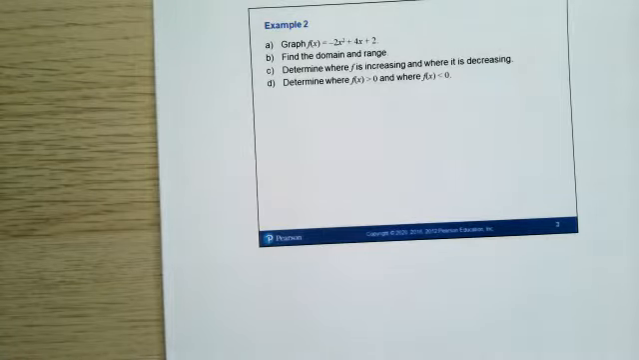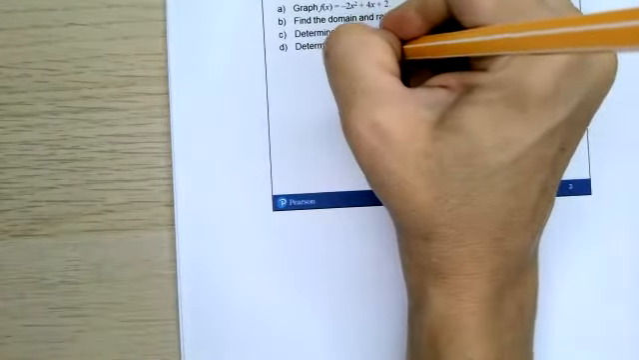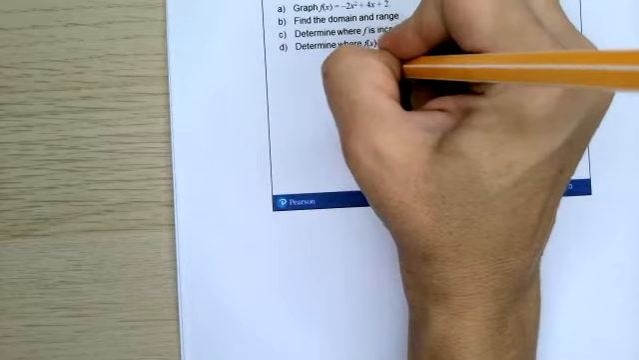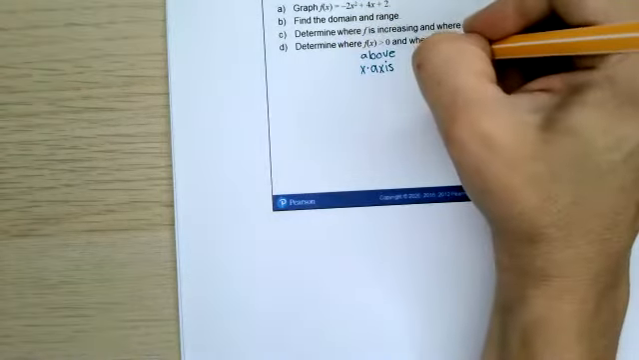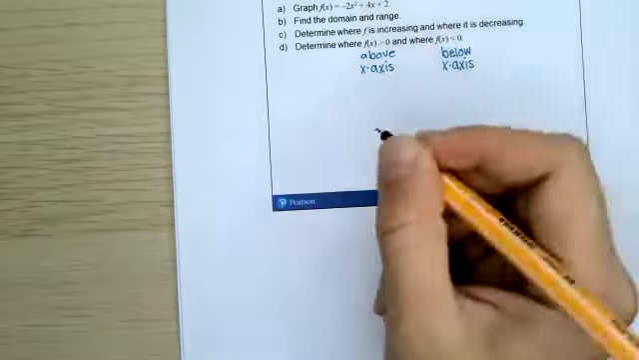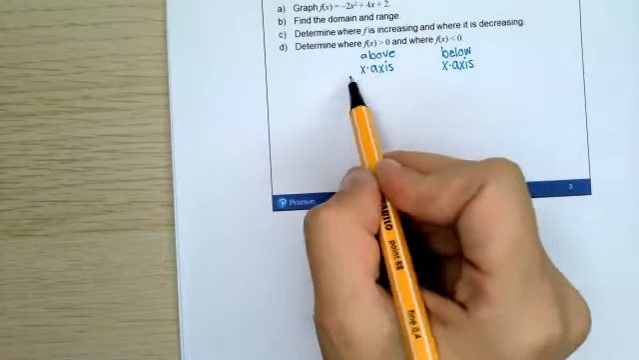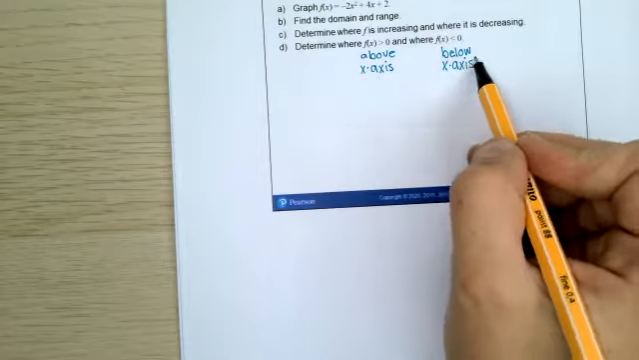All right. Example 2, graph f of x equals -2x² plus 4x plus 2. Good. First, it says graph it, and then it says find the domain and range. Find where it's increasing and where it's decreasing, where it's greater than 0 and where it's less than 0. Sorry, where it's above the x-axis, and where it's below the x-axis. Right? F of x is greater than 0 means it's above the x-axis. F of x is less than 0, it's below the x-axis.